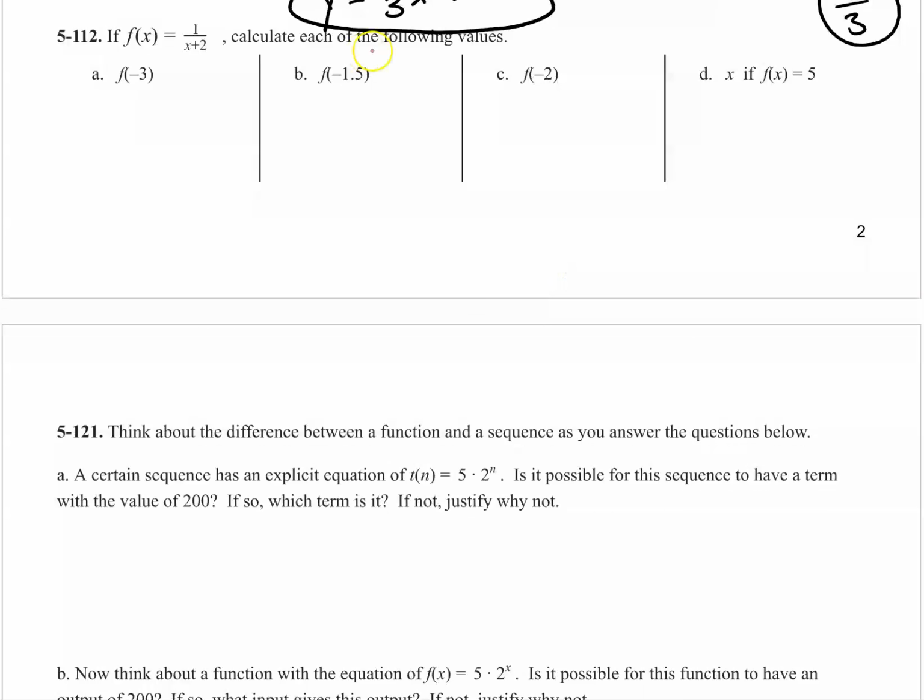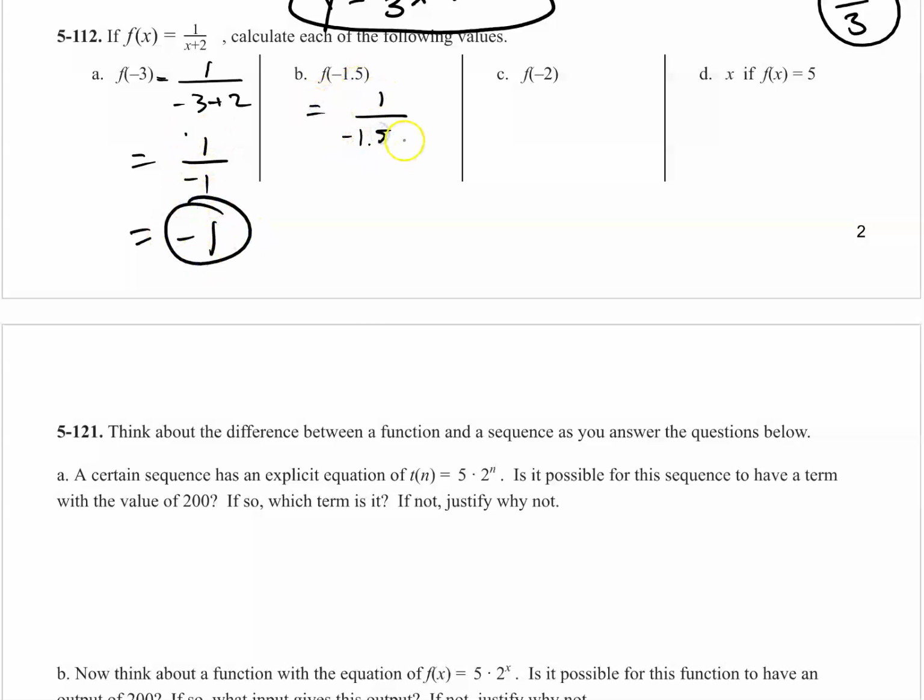5-112. Calculate each of the following values given that function. So let's plug in -3. This is going to be equal to 1 over -3 plus 2. That's going to be equal to 1 over -1. And 1 divided by 1 is still 1. Positive divided by negative stays negative. Part B.